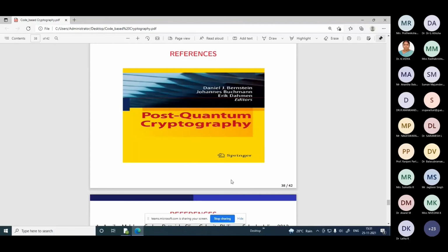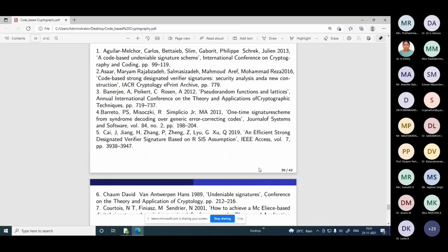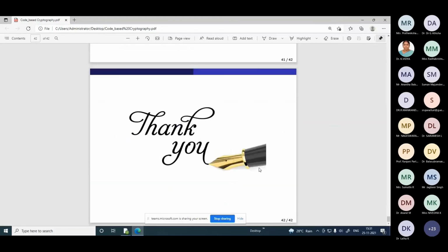Here they have given some implementation details, everything also. Yes. Any questions? Participants, any questions? Are you not interested in code-based cryptography? I got a lot of questions in hash-based, but no questions under code-based.